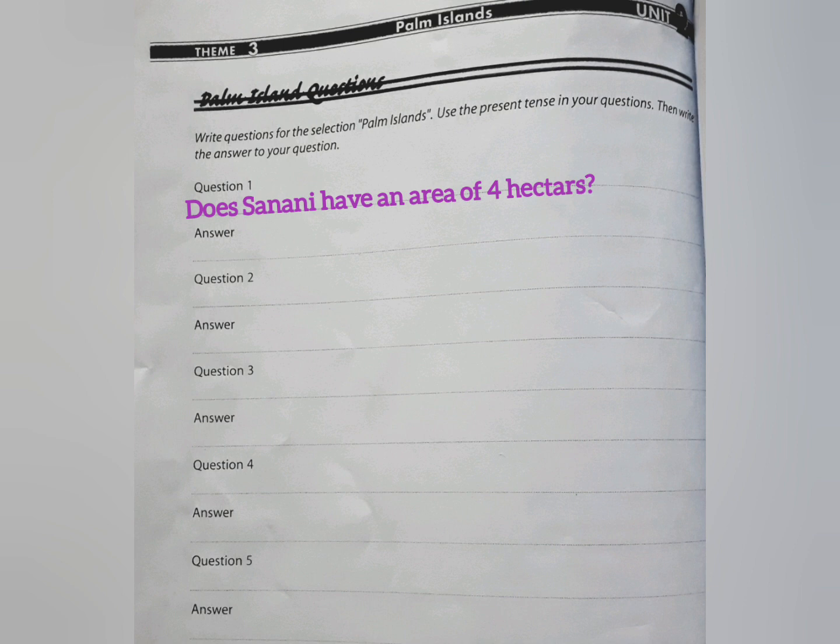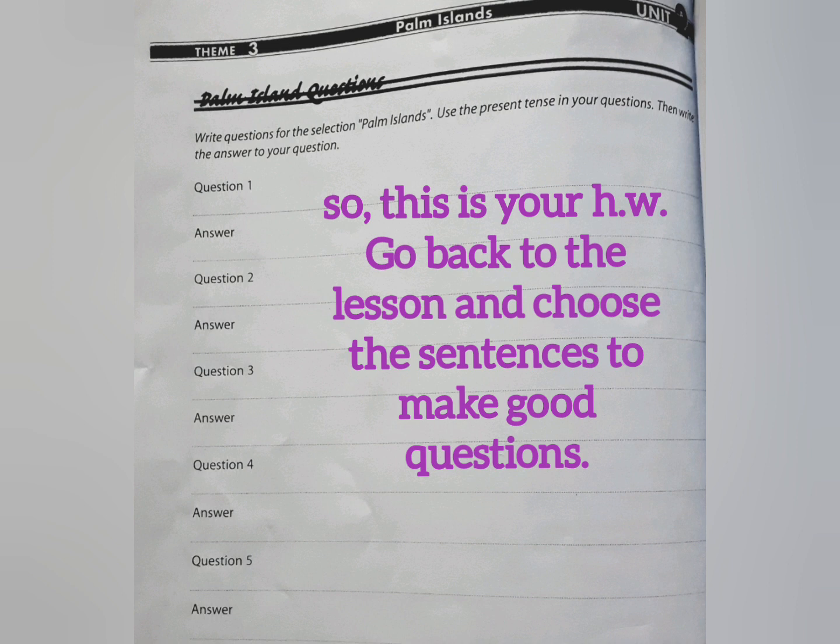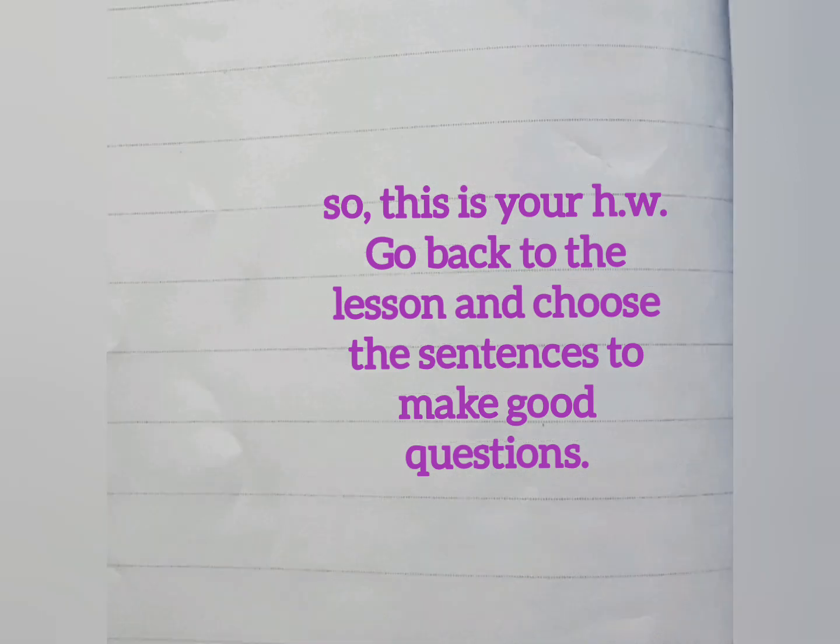To make it a yes or no question in present, I use does and I put the verb in its base form. Has becomes have. Does Sanani have an area of 4 hectares? The answer is yes, it does. So this is your homework. Go back to the lesson, Palm Island, and choose the sentences to make good questions.